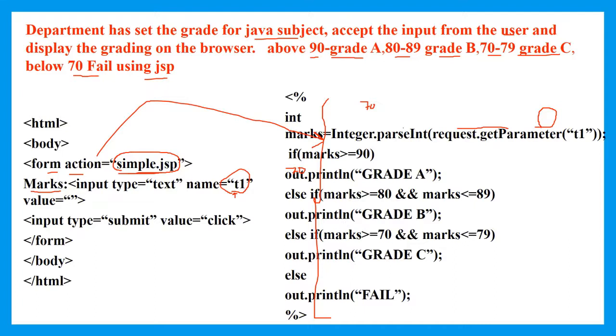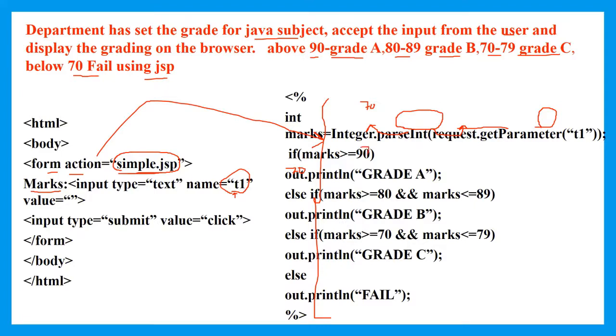Here request is a default object in JSP. Using the default request object, I am calling the getParameter method, and the return value will be assigned to the variable called marks. Now we know that the return value is in the form of a string, and it should be converted into an integer. For that we'll make use of the Integer.parseInt method. The parseInt method takes request.getParameter as the argument to convert the string to an integer. Next, I got 70. Now 70 is going to be checked against 90.